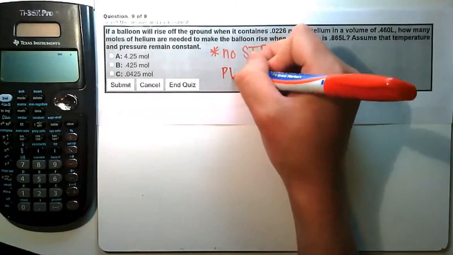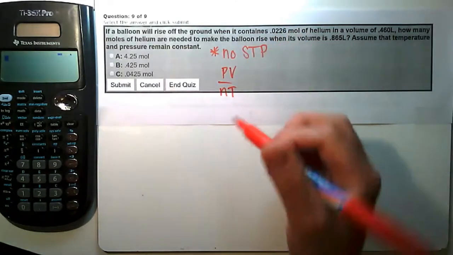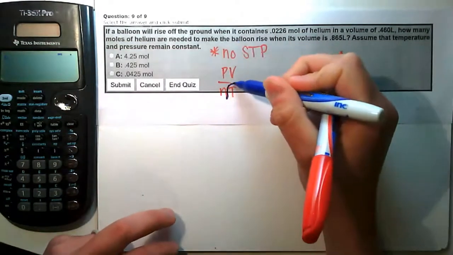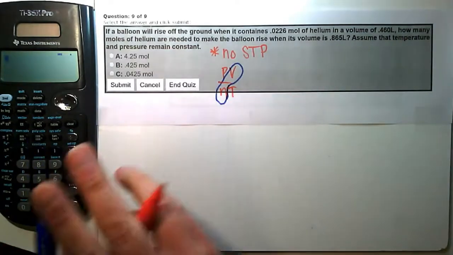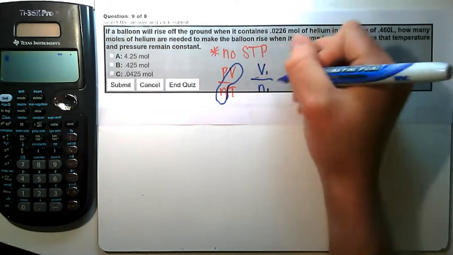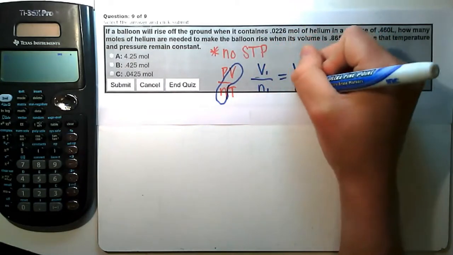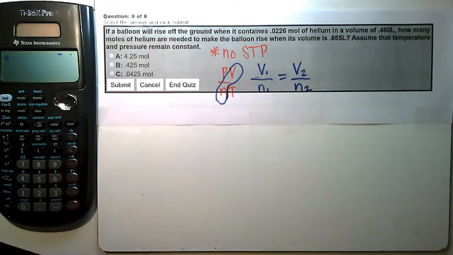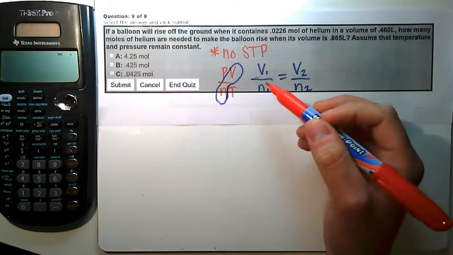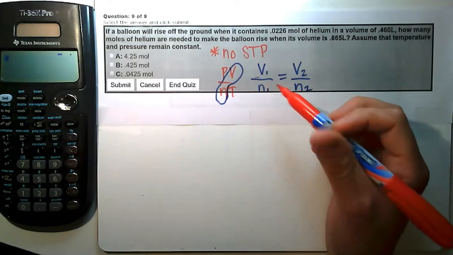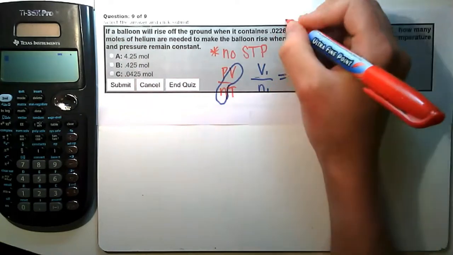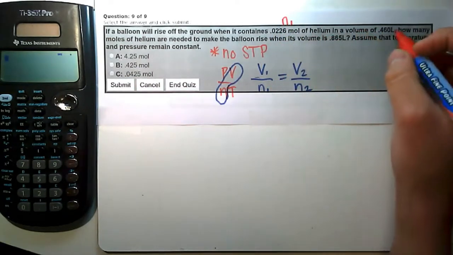So if you write out your gas law, PV over NT, we need to relate moles to volume. And I'll do this in a different color so it's easier to see. We need to relate moles and volume. So by doing that, we get the relationship of V over N, V1 over N1 equals V2 over N2. So the initial volume over the initial number of moles equals the final volume over the final number of moles. So we just need to look at the problem and identify these variables. So the balloon initially contains 0.0226 moles, so that's our N1, and a volume of 0.46 liters.